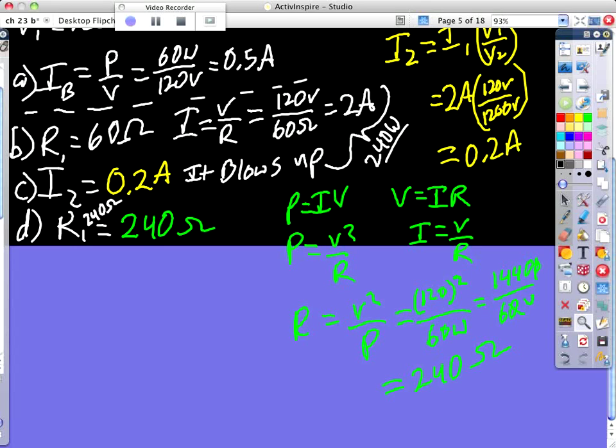So basically, for part D, all we're saying is, I just want the power to be 60 watts. I can't change voltage, but I can change the resistance. So I increase the resistance so much that I get a 60 watt power, and that tells me that I need 240 ohms. And that, ladies and gentlemen, is it. Questions? Alrighty.